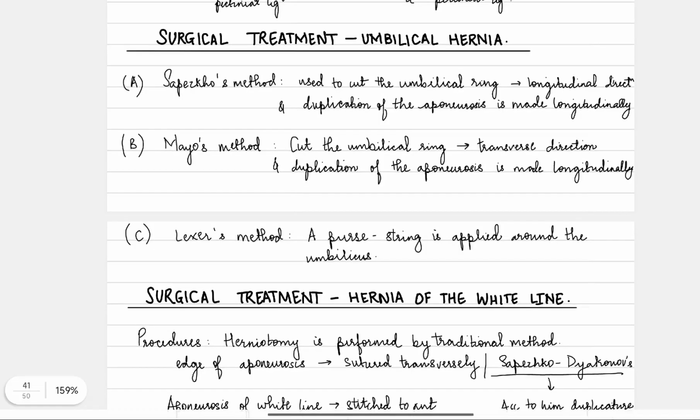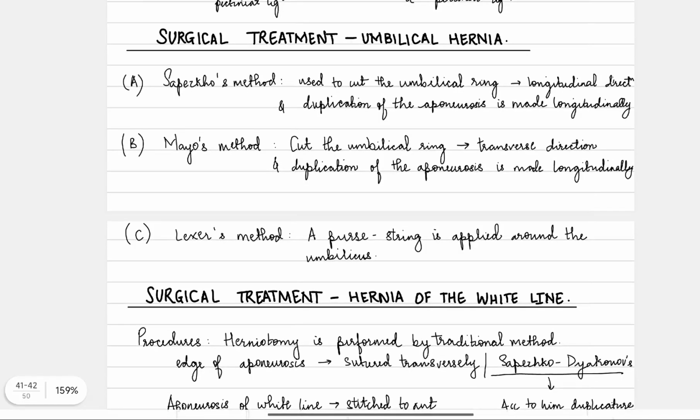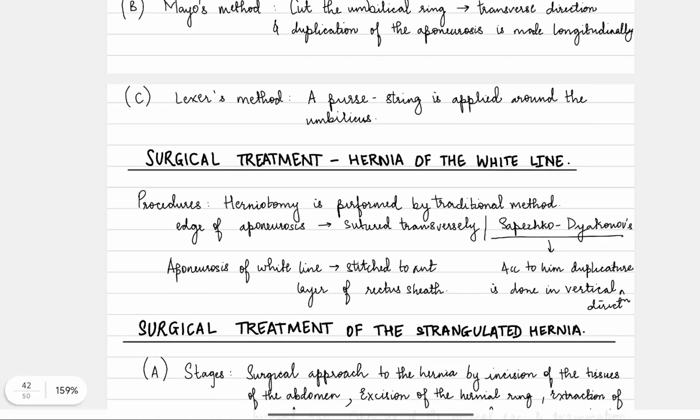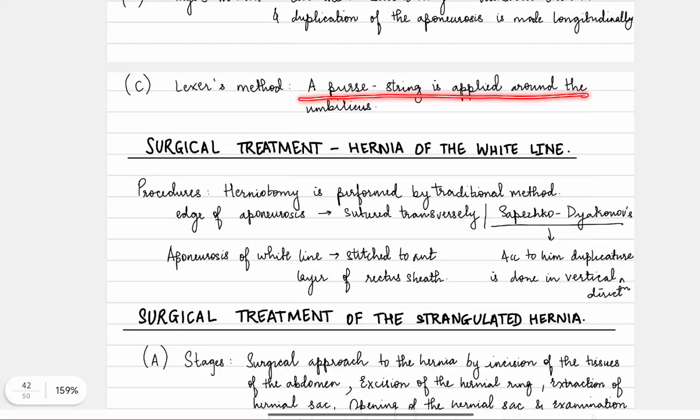Next is surgical treatment for umbilical hernia. Here are three methods: Sapezhko's method, Mayo's method, Lexer's method. Sapezhko's method is used to cut the umbilical ring in the longitudinal direction, and duplication of the aponeurosis is made longitudinally. In Mayo's method, cut the umbilical ring in the transverse direction and duplication of the aponeurosis is made longitudinally. In Lexer's method, a purse string suture is applied around the umbilicus.